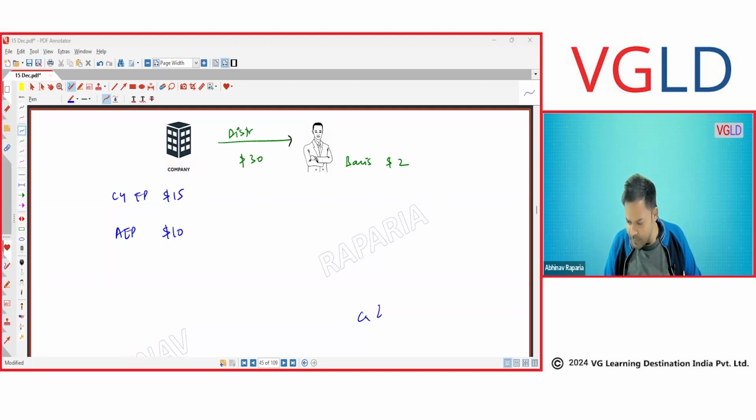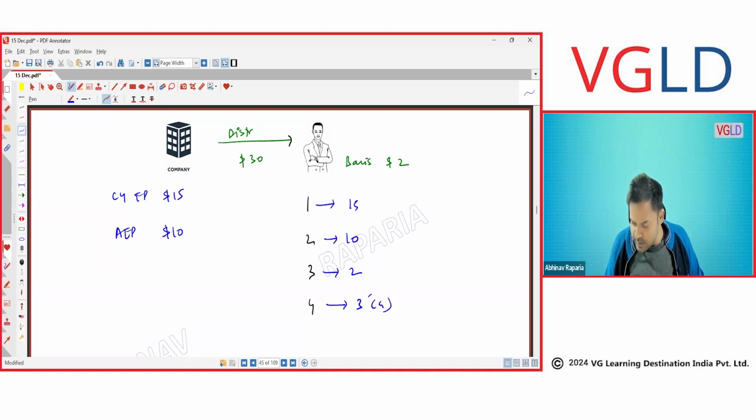Is it the same question we have done? No. Rina, what is the capital gains? This is simple. This is going to be 15, 10, 2. Is this okay, guys? Any doubt? Yes, no?